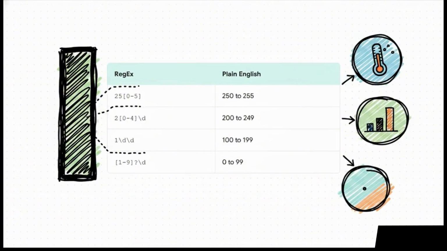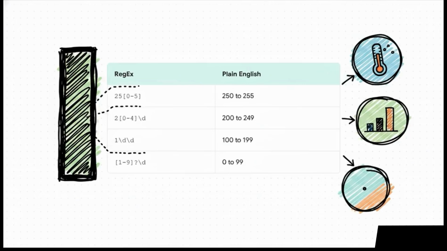Our regex is just checking 4 separate buckets. First, it asks, is the number between 250 and 255? If not, is it between 200 and 249? Or is it between 100 and 199? Or is it between 0 and 99? If a number fits into any of those 4 buckets, boom, it's a valid octet.